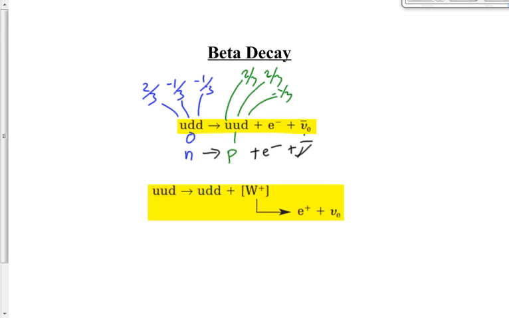This is beta negative decay, when a neutron changes into a proton and an electron, and it can do that because a neutron is not a fundamental particle.